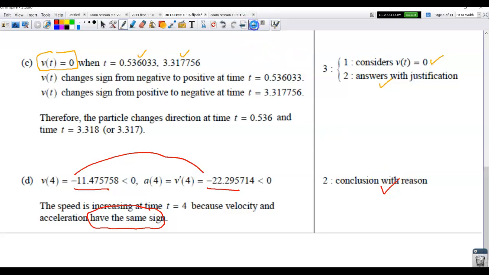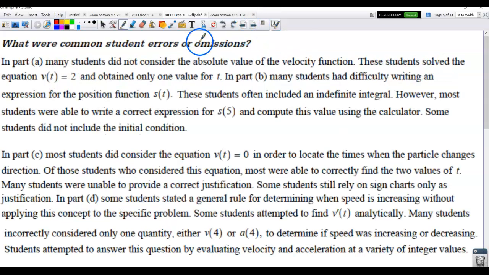All right, and the last problem in this video is question number 3. Let's look at the common mistakes. In part A, students did not consider the absolute value of the function. We've seen some of you have trouble with that in a recent problem in our class or a quiz. They set v of t equal to 2, so please don't be this student.